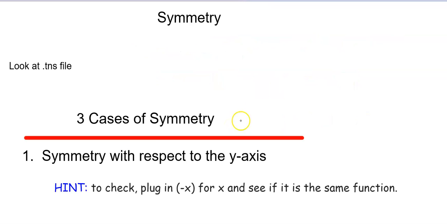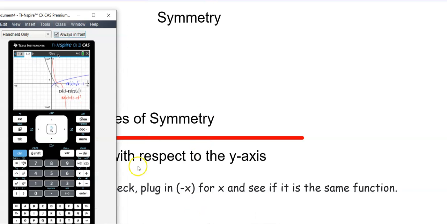Okay, so let's look at symmetry for a second. There are 3 different types of symmetry. You have to do a test. Any function you're testing for symmetry, you have to do all 3 tests on the same function. So the first test is symmetry with respect to the y-axis. Let me just show you what that looks like first.